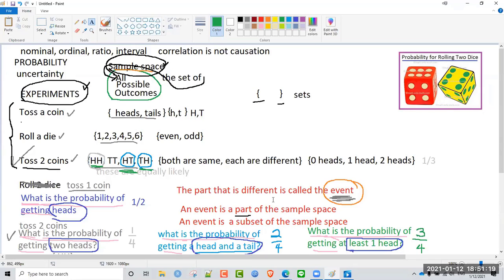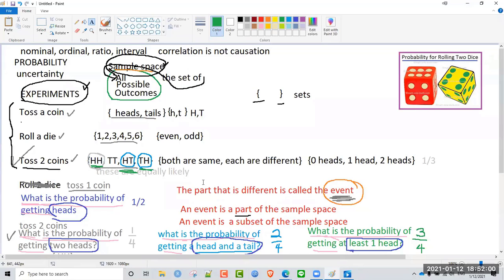Now, remember we were talking at the beginning of our course about things like nominal, ordinal, ratio, and interval. And you probably thought, who cares about that? It doesn't seem important. But it turns out that it was somewhat important. And these definitions are more important for this subject. So these words, experiment, sample space, and event, are the most important for this subject of probability.